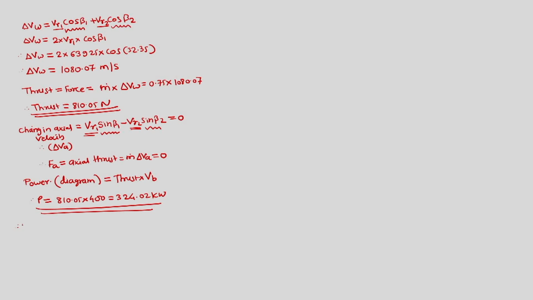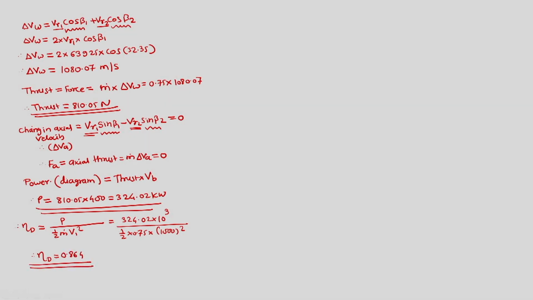So we can find out diagram efficiency, which is equal to diagram power divided by half m dot into V1 square. So here we can put it as 324.02 into 10 to the power 3 divided by half into 0.75 into 1000 square. So we have diagram efficiency equal to 0.864.